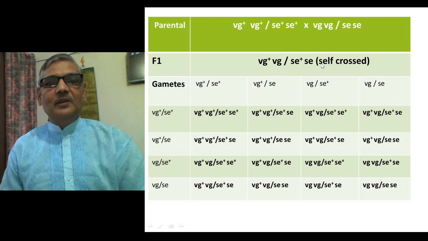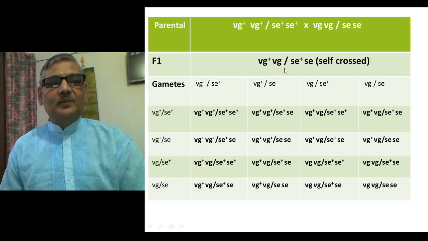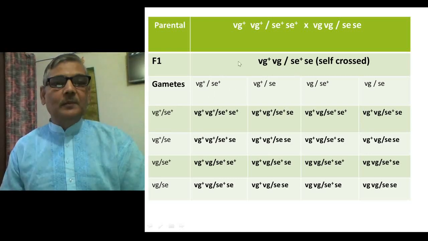And if they are self-crossed, then you will be getting 4 different kinds of flies. That is those with normal phenotype, that is normal wing and normal eye color. Then those which will have normal wing but sepia eye color, or vestigial wing and normal eye color, or vestigial wing and sepia color. So how will that be possible?